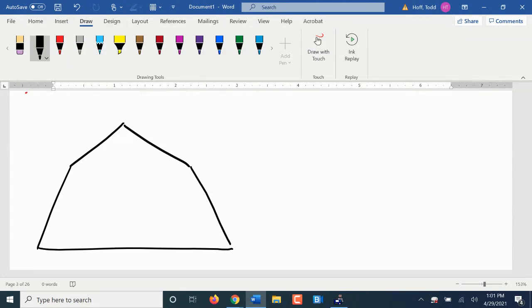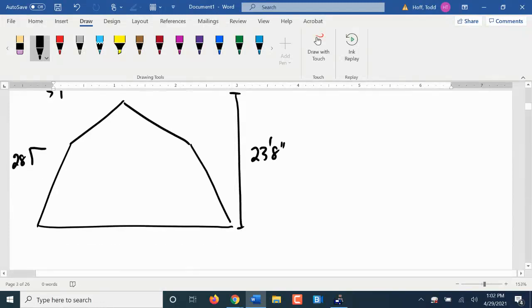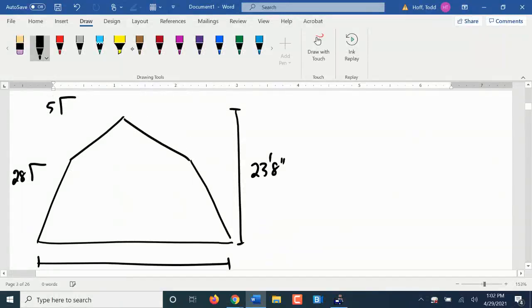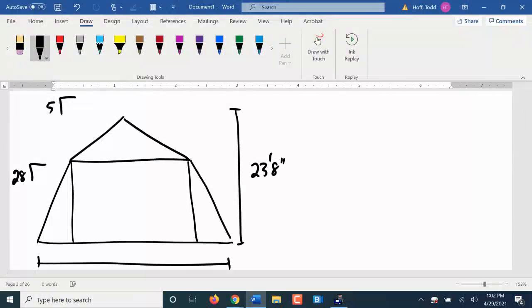So we're going to have a roof here that has a 5/12 pitch and a 28/12 pitch. Total height, 23 feet 8 inches. Total span, 40 feet. And of course, we're going to have a room inside the gambrel like that. What I want you to find is the width of this room.